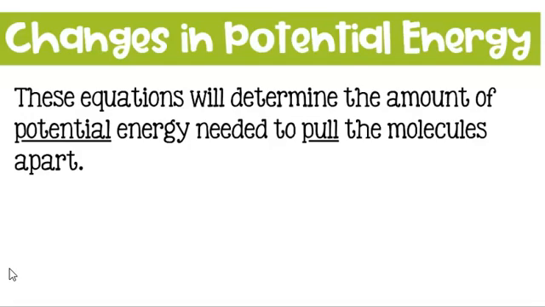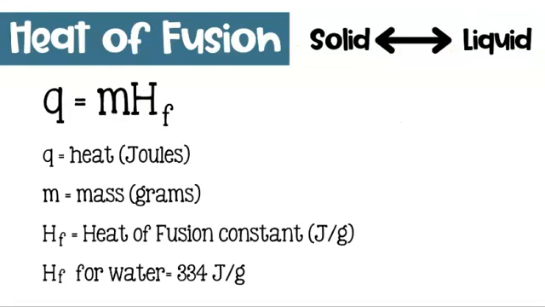We can do this by using certain equations. The heat of fusion, or capital H subscript lowercase f, is used when we are talking about moving between solid and liquid. So Q is the heat in joules, M is the mass in grams, and capital H lowercase f is the heat of fusion constant, which is measured in joules per gram. The heat of fusion for water is 334 joules per gram.